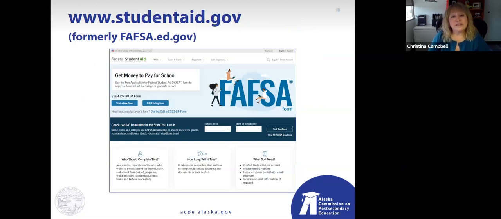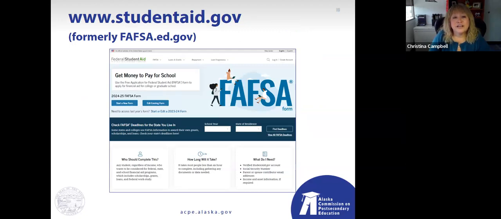So this is what the new website looks like. They get to it by going to studentaid.gov. If they're old school and they still go to fafsa.ed.gov, they will still be redirected, but I would get into the habit of just letting them know it's studentaid.gov.